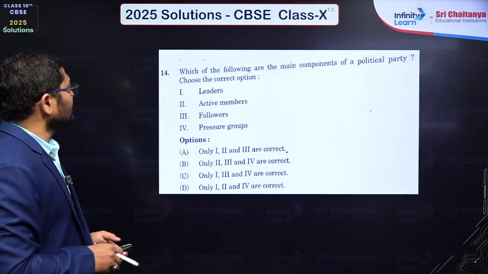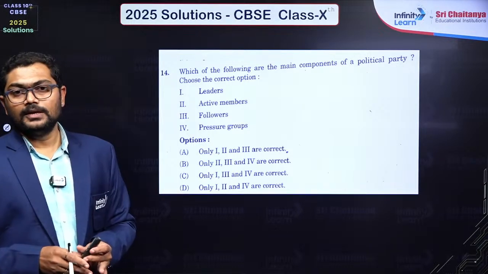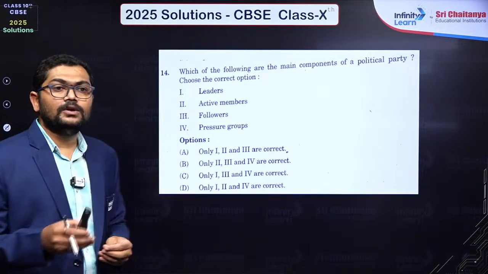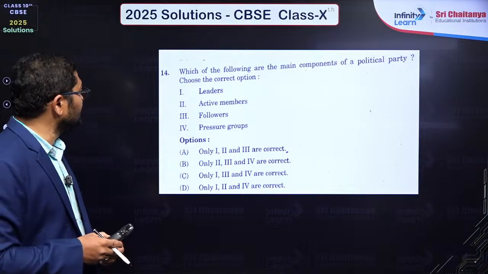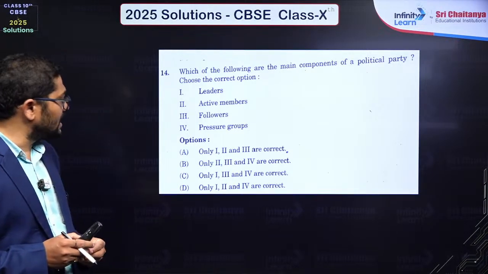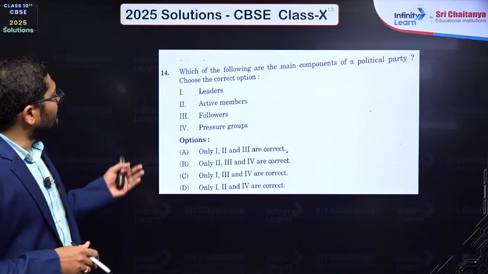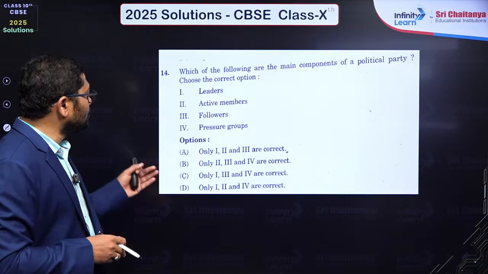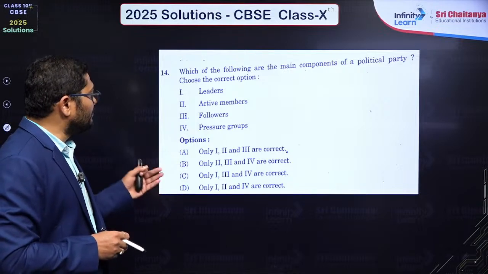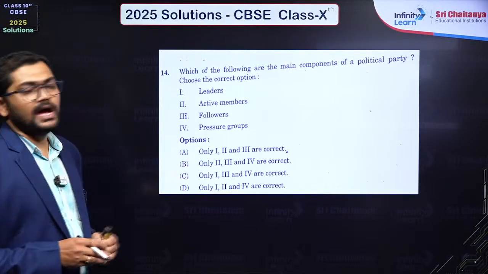Question number 14. Which of the following are the main components of a political party? So we need to find out the components of the political party. The first one, leaders, 2 active members, 3 followers, and the 4 pressure groups. And the options, if you see, only 1, 2, 3 are correct, only 2, 3 and 4 are correct, only 1, 3 and 4 are correct, and the final one, only 1, 2 and 4 are correct.